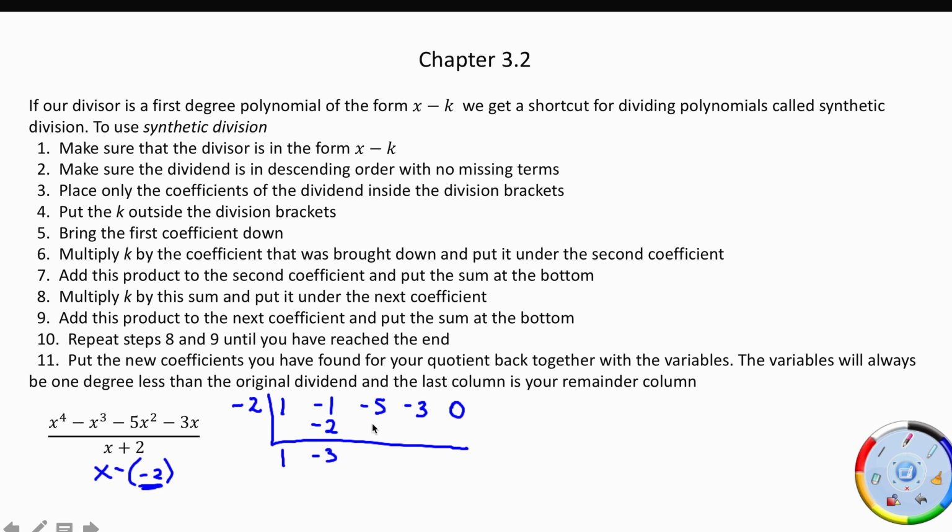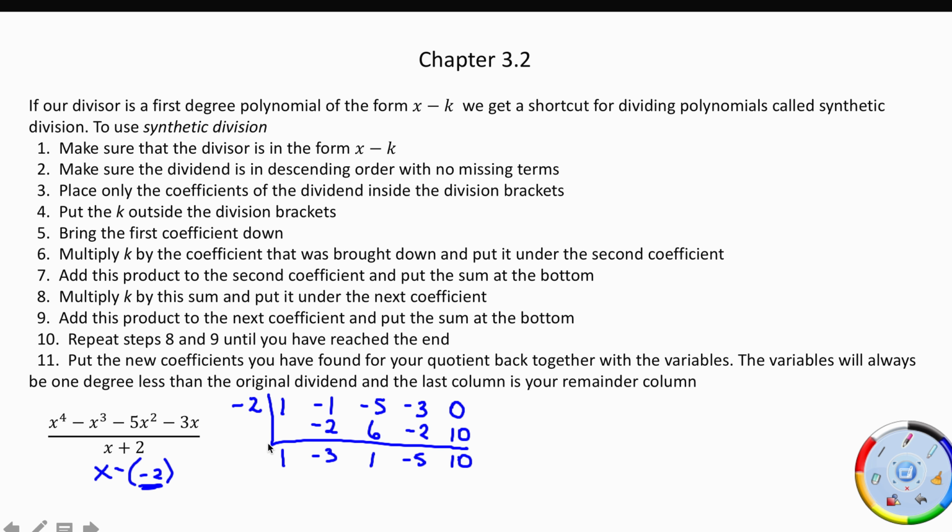Negative 2 times negative 3, positive 6. Add them together. Negative 2 times 1, negative 2. Add them together. Negative 2 times negative 5, positive 10. Add them together. So here are my new coefficients.